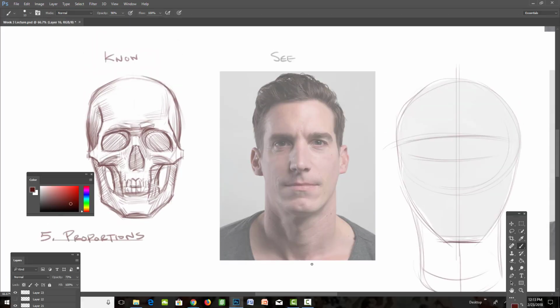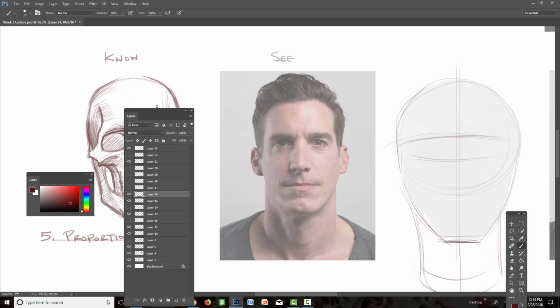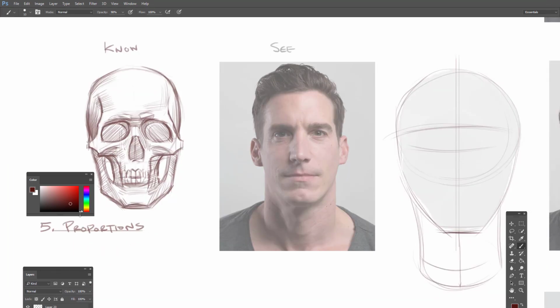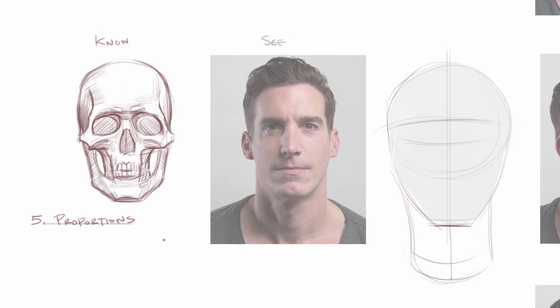It's not by any means something that's exhaustive. And if you're more interested in getting into specific aspects of realism, it may not be the best, but it gets you there. Right? It gets you at least started. Okay, so what am I looking at when I'm laying in my proportions?